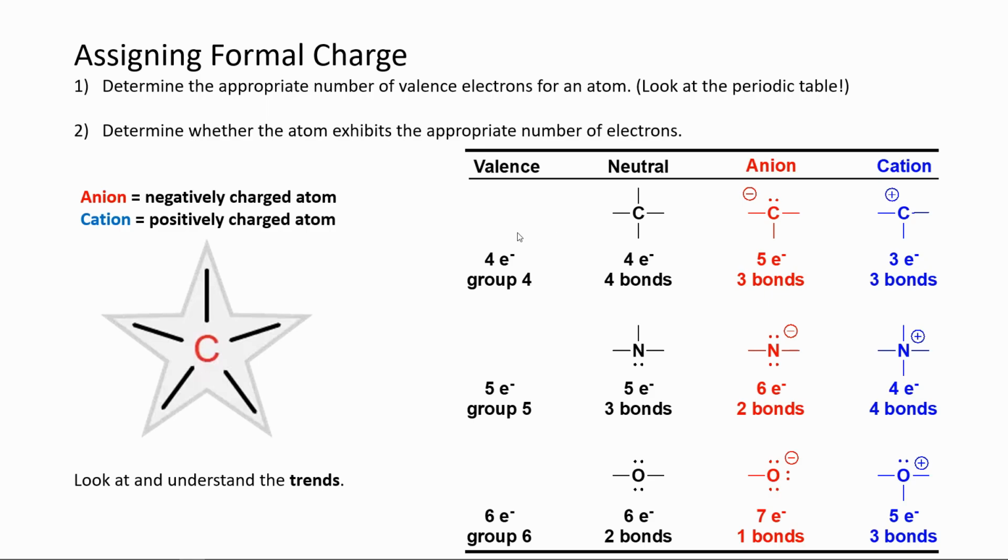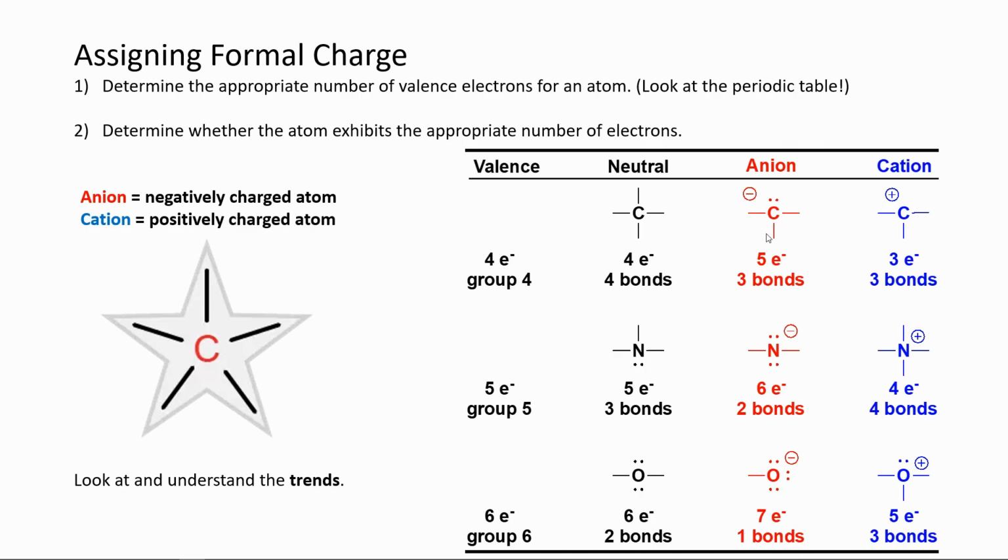So let's take a look at carbon. Carbon has 4 valence electrons. And here in its neutral form, we can see carbon is making 4 bonds and has 4 electrons around it, 4 valence electrons. So the formal charge here will be neutral.